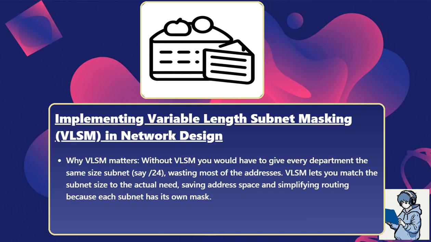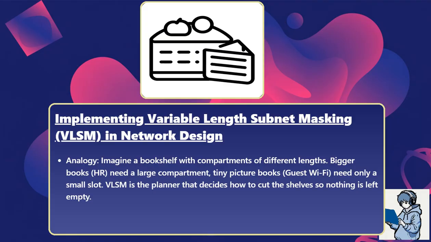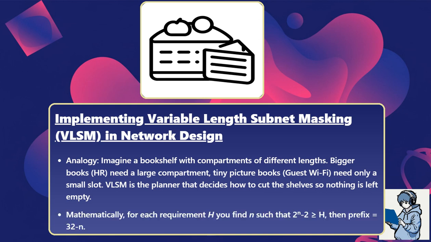Why VLSM matters. Without VLSM, you would have to give every department the same size subnet, say /24, wasting most of the addresses. VLSM lets you match the subnet size to the actual need, saving address space and simplifying routing because each subnet has its own mask. Analogy: imagine a bookshelf with compartments of different lengths. Bigger books, HR, need a large compartment, tiny picture books, guest Wi-Fi, need only a small slot. VLSM is the planner that decides how to cut the shelves so nothing is left empty. Mathematically, for each requirement h you find n such that 2 to the n minus 2 is greater than or equal to h, then prefix equals 32 minus n.